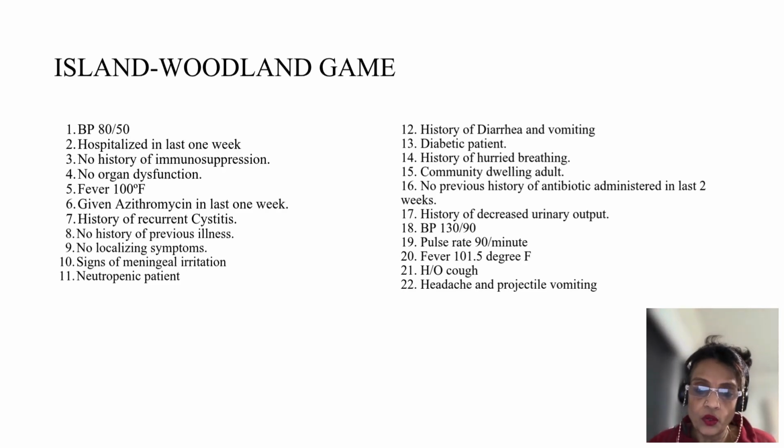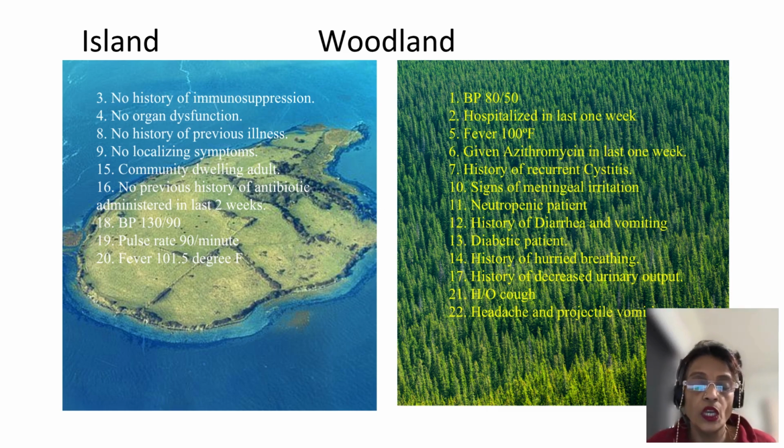So here we have like this. In the island we have these features. Number 3, no history of immunosuppression. 4, no organ dysfunction. 8, no history of previous illness. 9, no localizing symptoms. 15, community dwelling adult. 16, no previous history of antibiotics administered in the last 2 weeks. BP of 130 by 90. Pulse rate of 90 per minute. Fever of 101.5 degrees Fahrenheit.